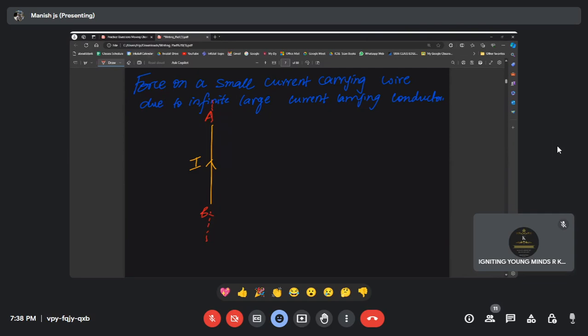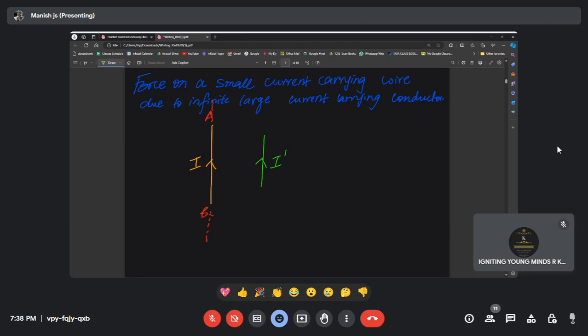Now I'm taking another straight conductor at some distance. Let me draw that also. This is another conductor. The current flowing in this conductor, let me call it I dash. I'm trying to generalize.